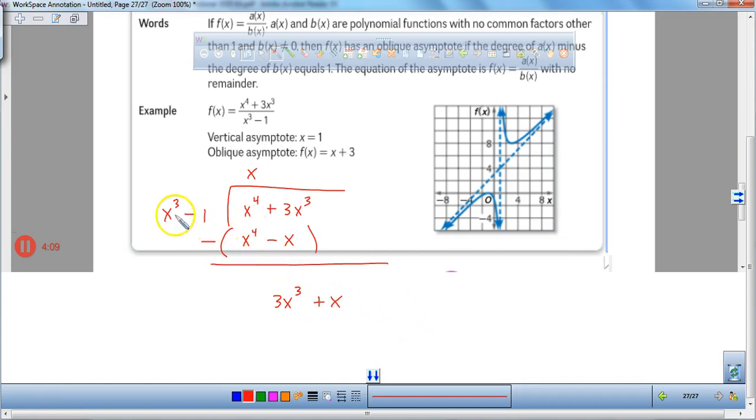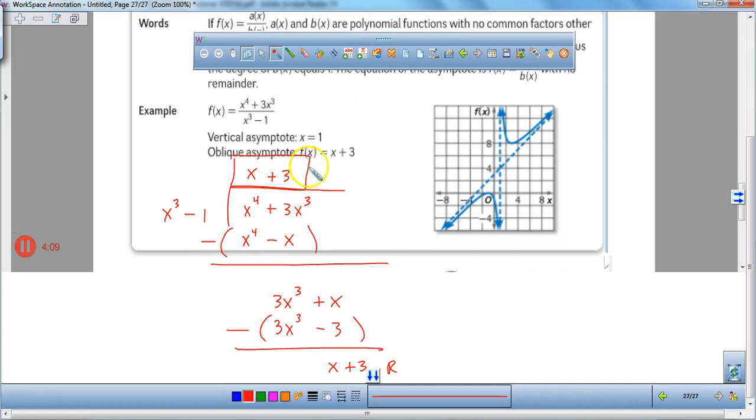So then you have to ask yourself, how many times does x cubed go into 3x cubed? And that answer is plus 3, because 3 times x cubed is 3x cubed, and 3 times negative 1 is negative 3. And when you subtract that one more time, you end up getting x, and then a negative times a negative is a positive. You get x plus 3. So basically, it goes into it x plus 3 times. This is the remainder, but we don't worry about the remainder. We just worry about this part right here.